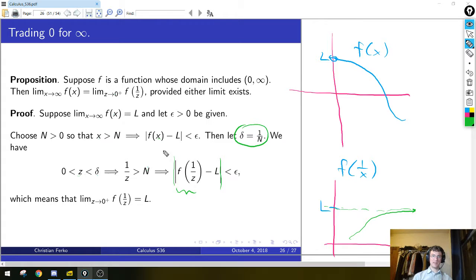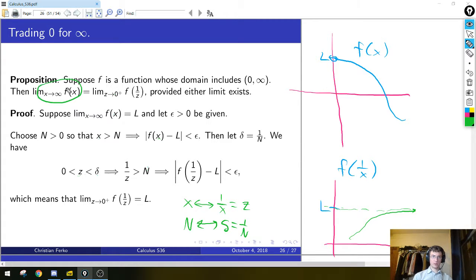Anyway, this is true because it's just f of x, where we're using x equals 1 over z. So there's no magic here. It looks like a lot of words, but all we're doing is mapping x going to 1 over x, which is z, and then roughly we have a proof that gives us a big number n, and we're just trading that big number n for a small number delta, and then the rest of the proof goes through.